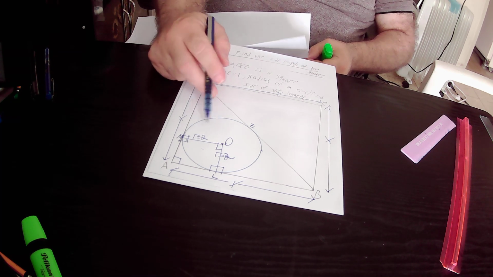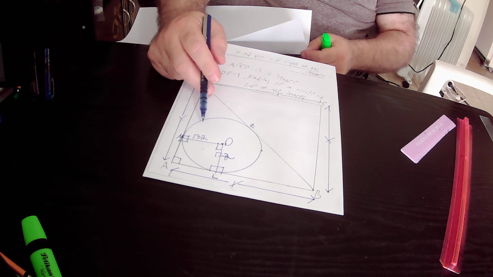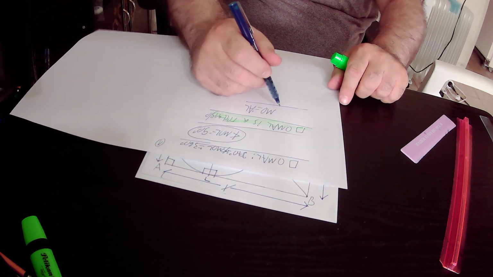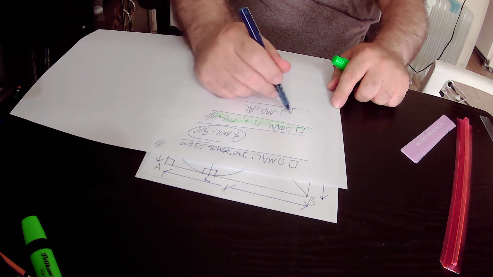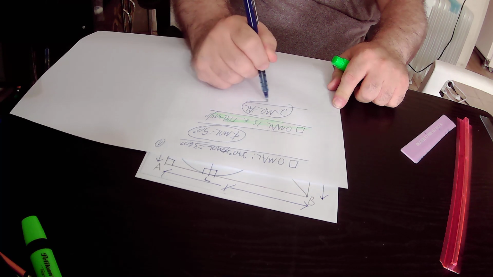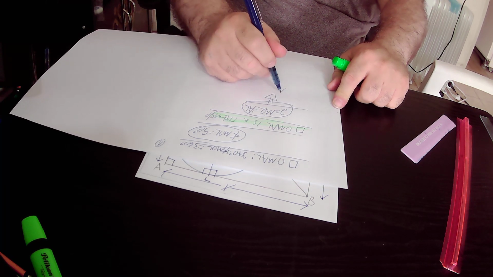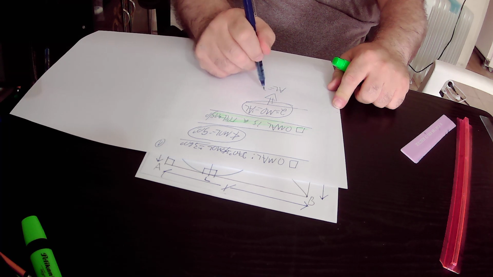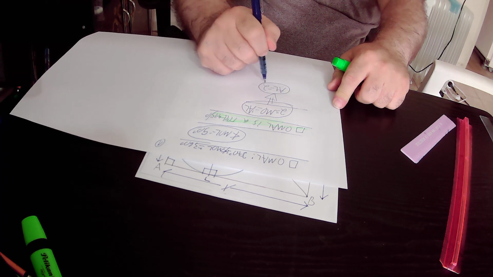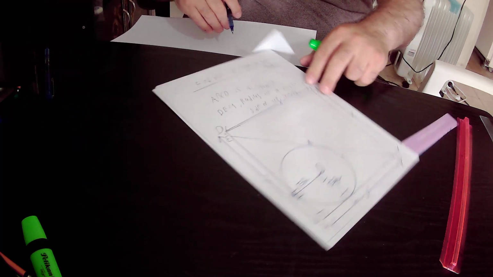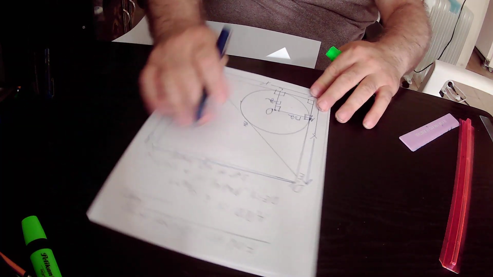But we already found out that MO equals 2 units. It is the radius of the circle. So we can write here that MO equals 2 units. And from this equation, 2 equals MO equals AL, we derive that AL is also equal to 2 units. So you can write down here that AL equals 2 units.